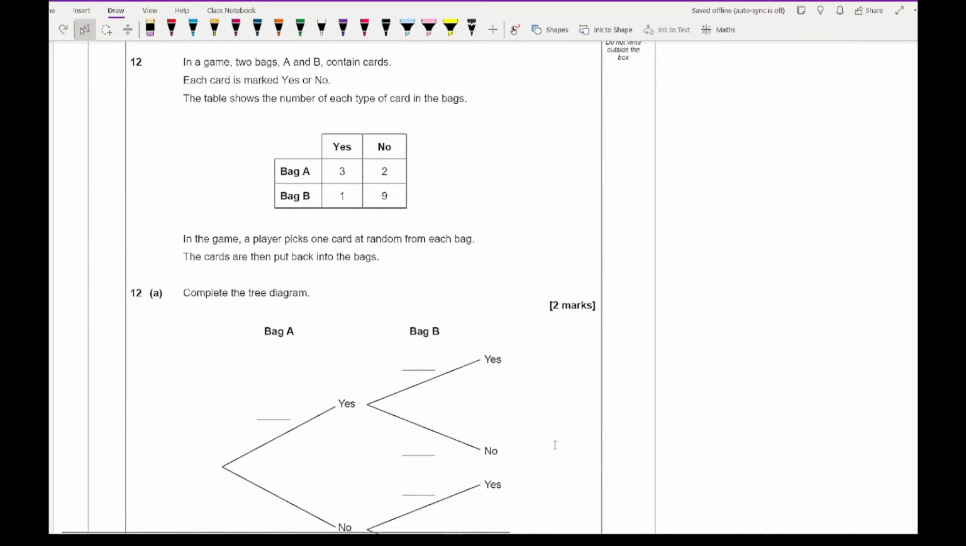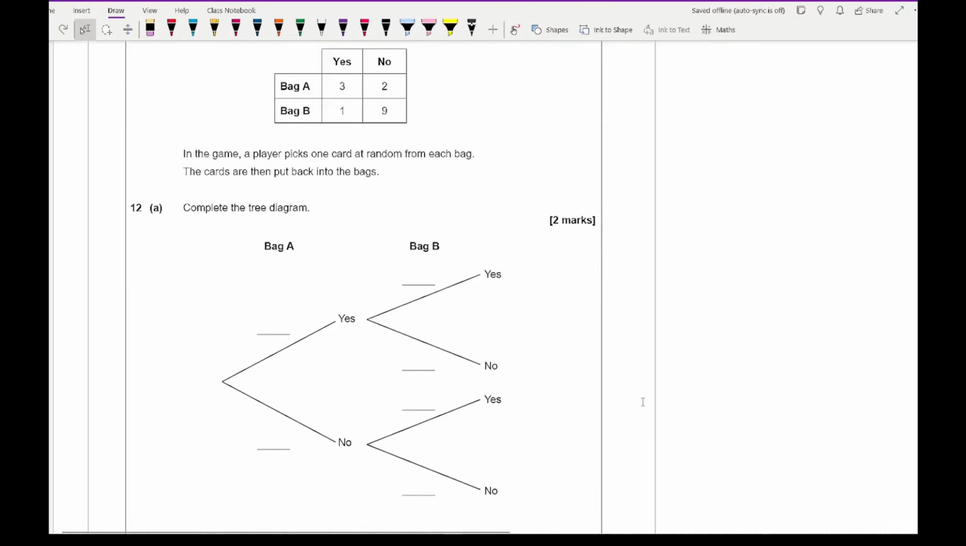Question 12, it says, in a game, 2 bags A and B contain cards. Each card is marked yes or no. The table shows the number of each type of card in the bag. In the game, a player picks 1 card at random from each bag. The cards are then put back in the bag. So we've got a with replacement situation here.